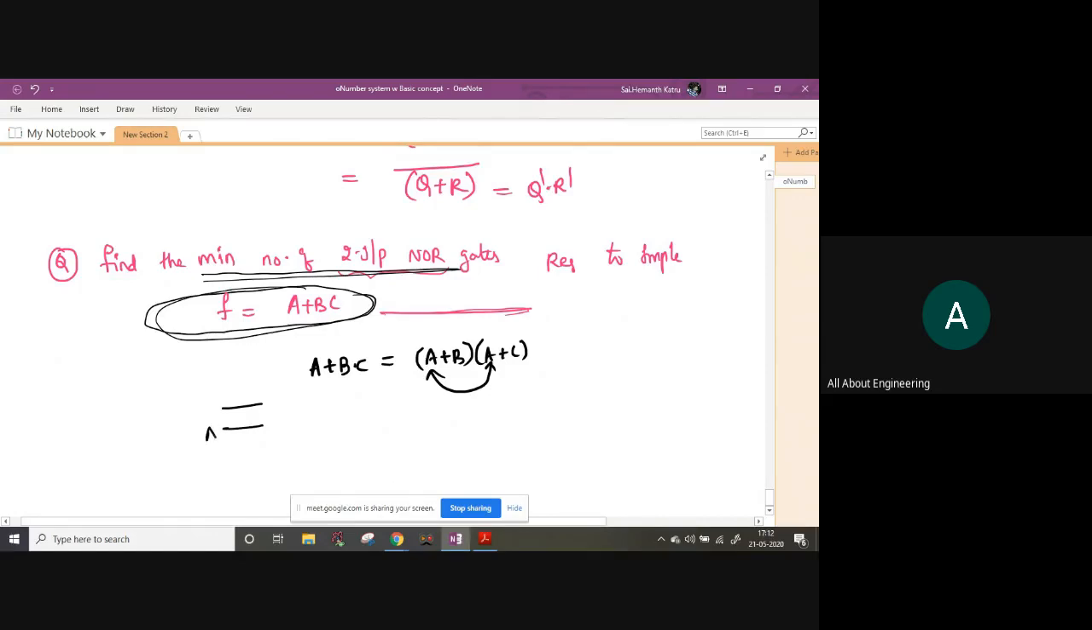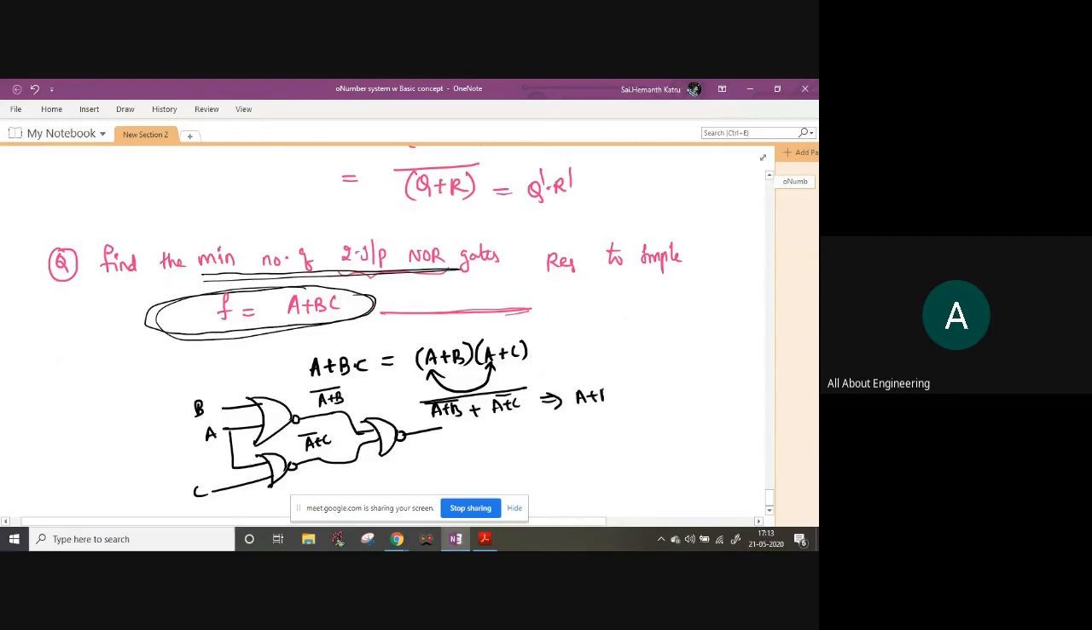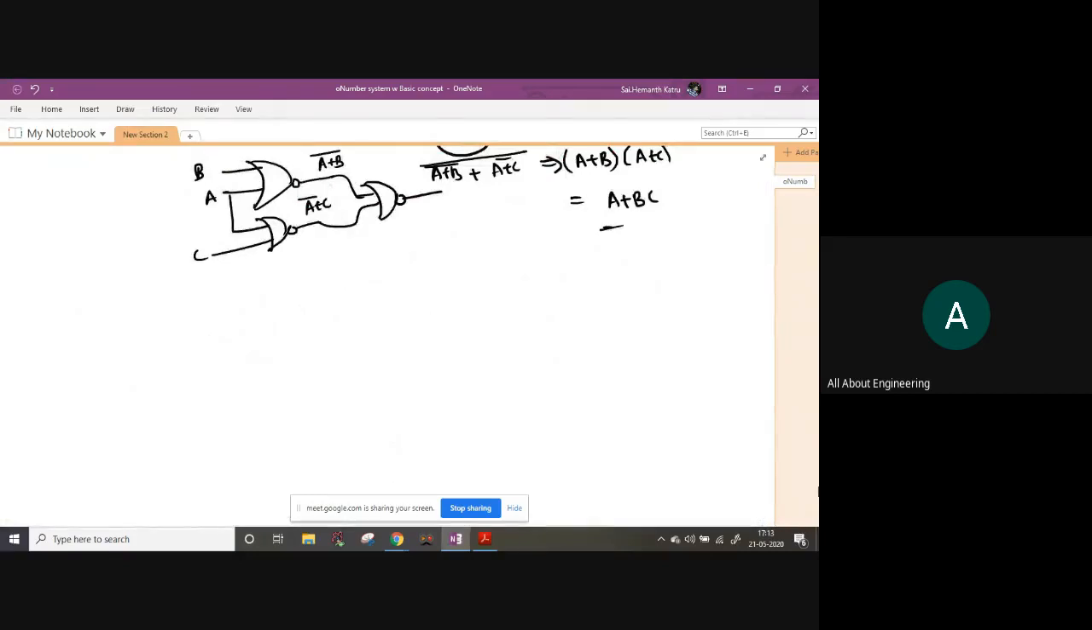A is common. So let me write A at the bottom, B here. Here I will get A plus B whole bar. Again, here let me write C. Here I will get A plus C whole bar. Now let me give these to one more NOR gate. So it's A plus B whole bar plus A plus C whole bar, in total complement. So it will be A plus B and A plus C, which is nothing but A plus BC. That's why I explained all this before, and I already told you they are very important.